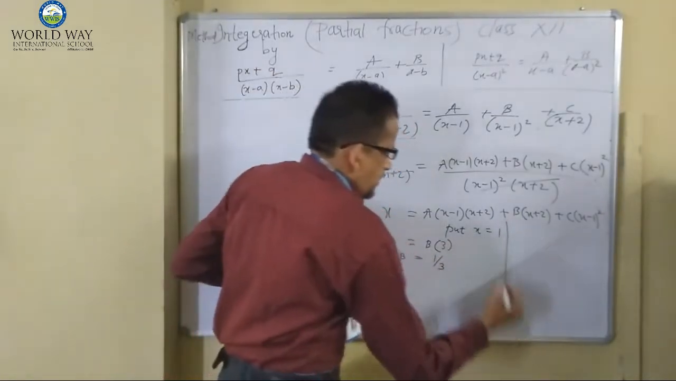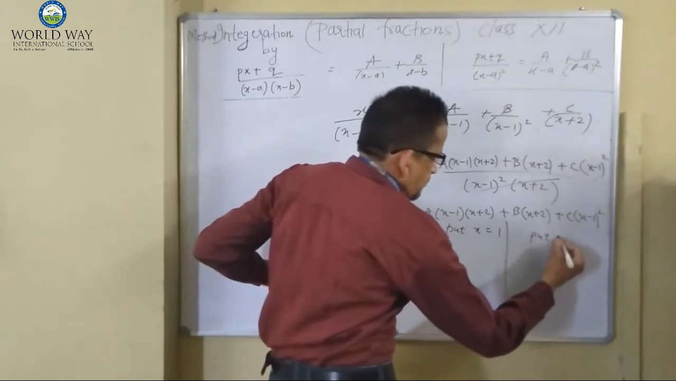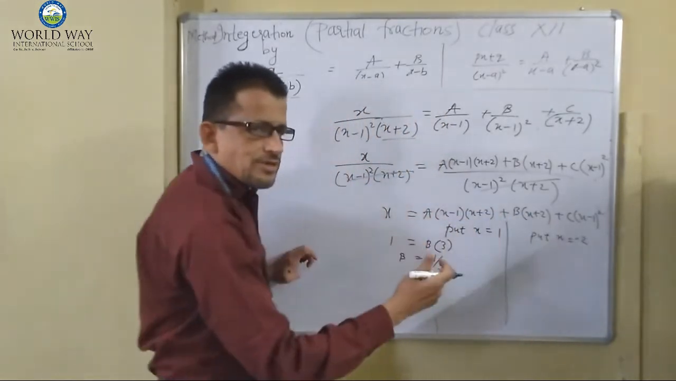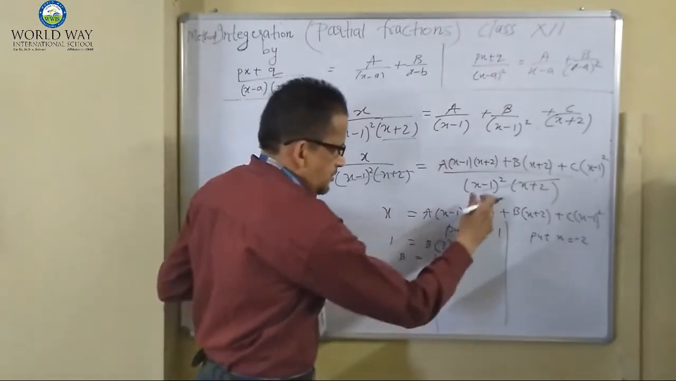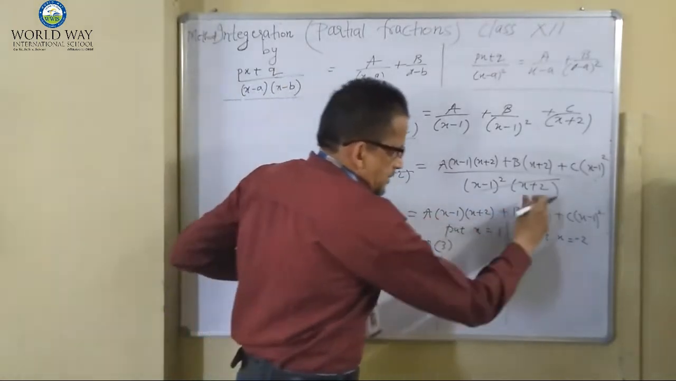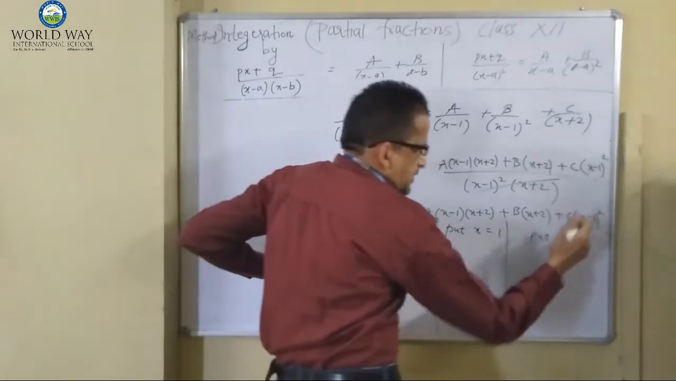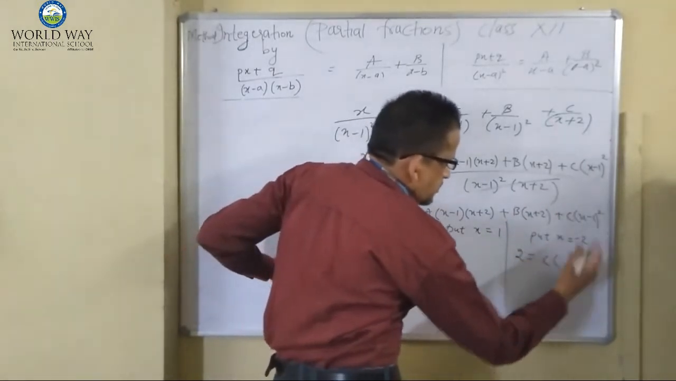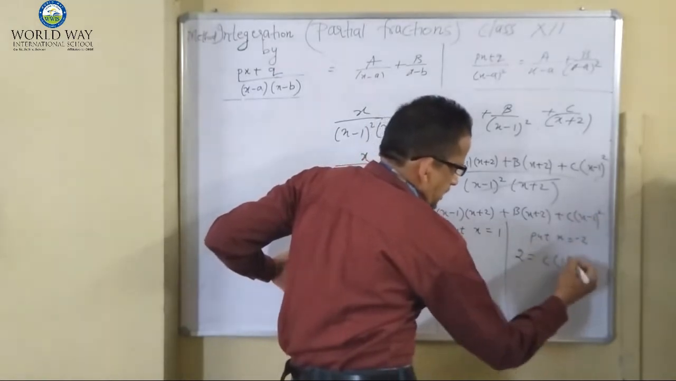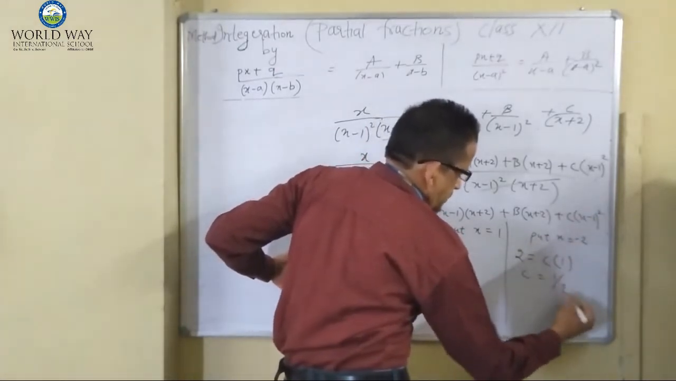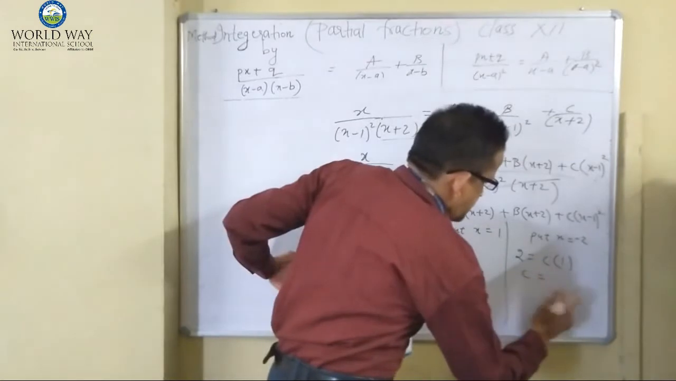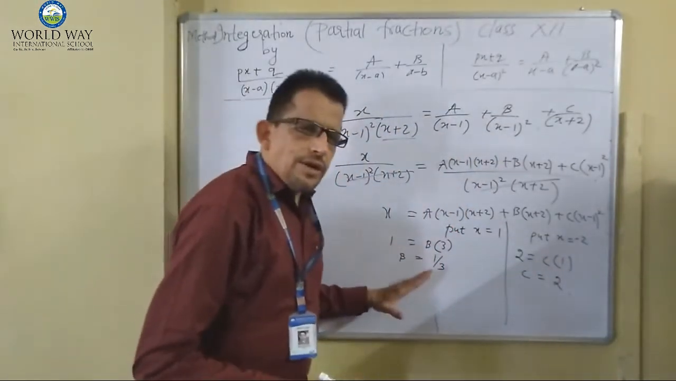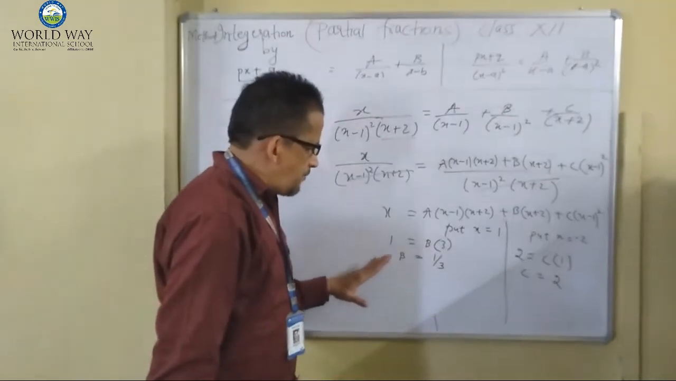Okay? Now put x is equal to minus 2 to make this linear factor 0. x plus 2, so minus 2. So this becomes 0. This becomes 0. What is the value of c? So 2 is equal to c into (minus 2 minus 1)... sorry, the value of c is 2. Because there are two linear factors, we easily get the values of b and c.